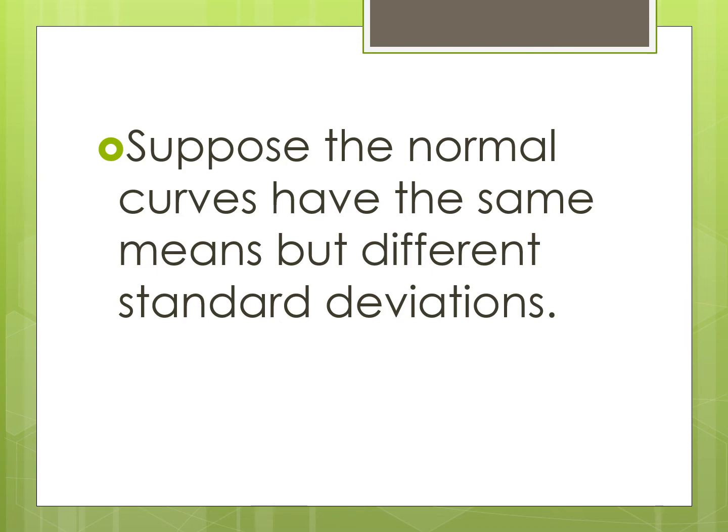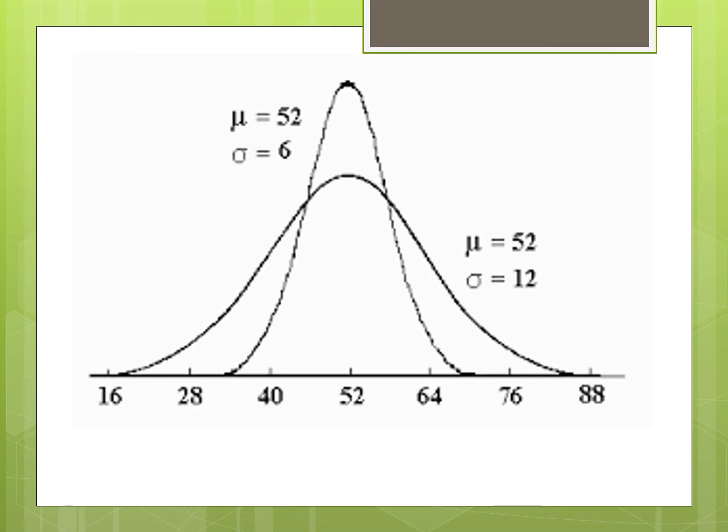Now, let's suppose the normal curves have the same means but different standard deviations. So what will it look like when the means are the same but the standard deviations are different? Here's the image of two normal curves having the same means but different standard deviations. Let's start with this one, having the mean of 52 and standard deviation of 12. As you can observe, this normal curve with standard deviation of 12 is flatter than that with standard deviation of 6. Notice, this normal curve has a mean of 52 but the standard deviation is 6.